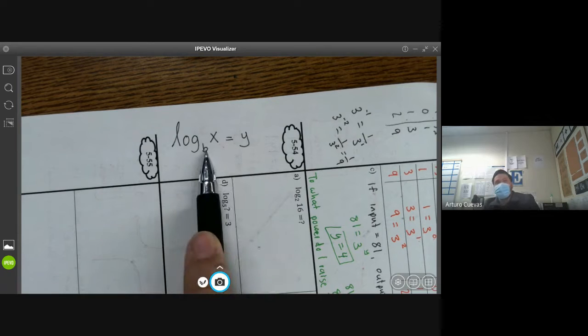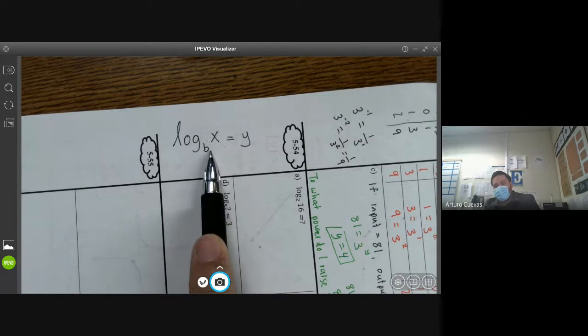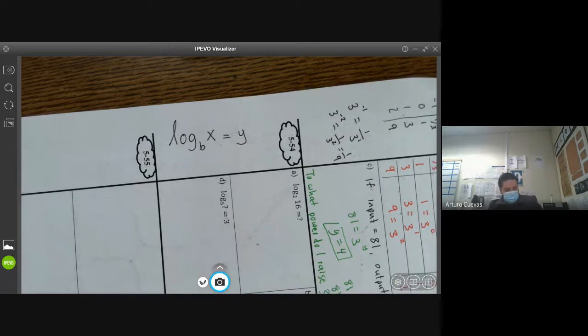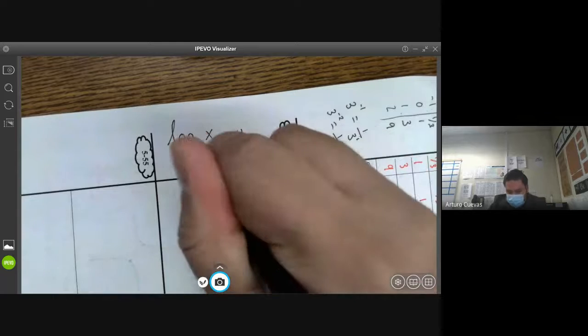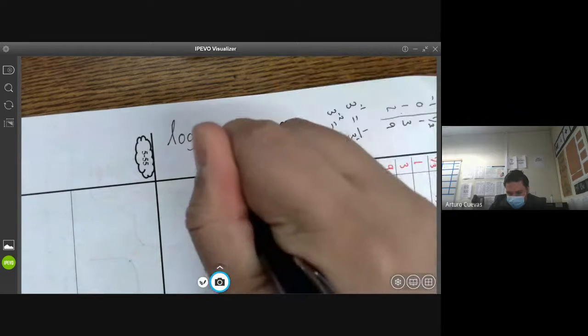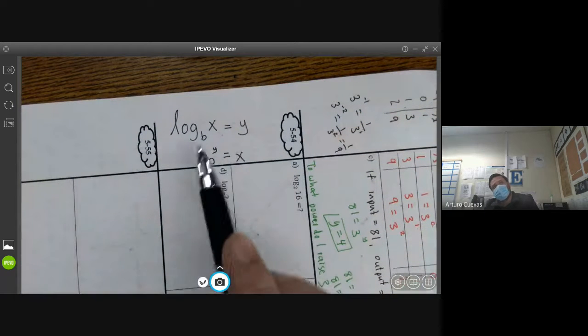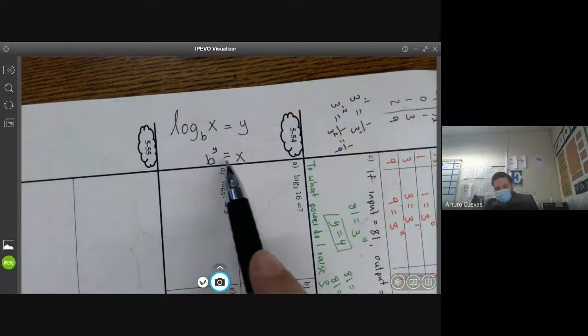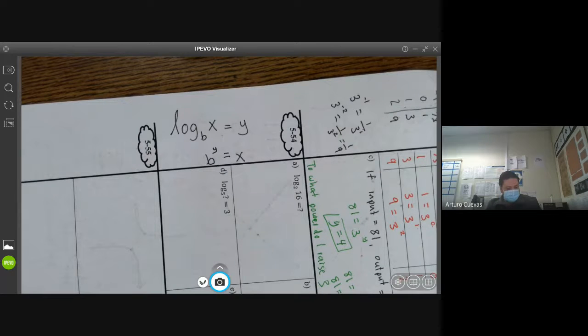Notice how b is a little bit smaller and it's on the bottom. X and y are on the same level. Log base b of x equals y. Okay, so this is equivalent to this. B to the power of y equals x. Okay? B to the power of y equals x.